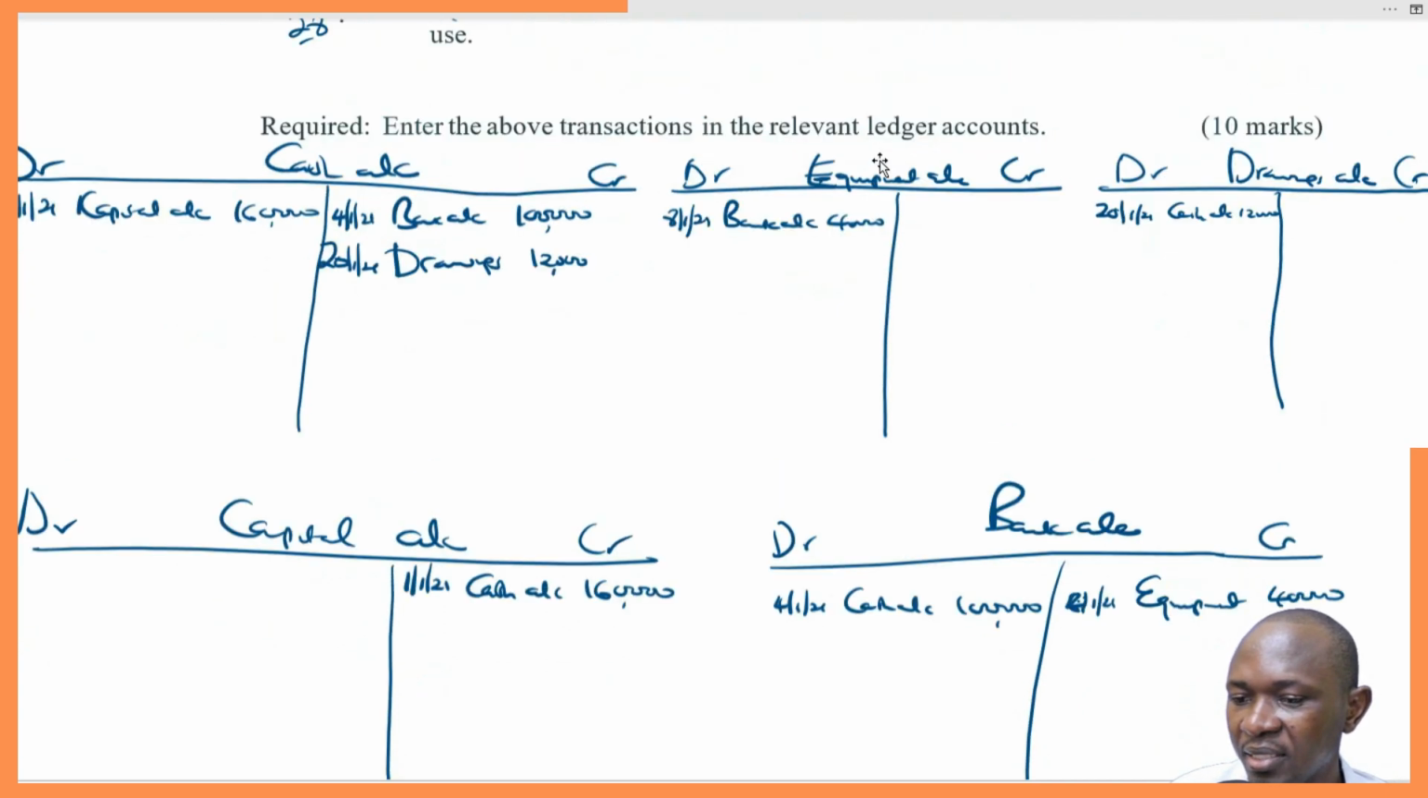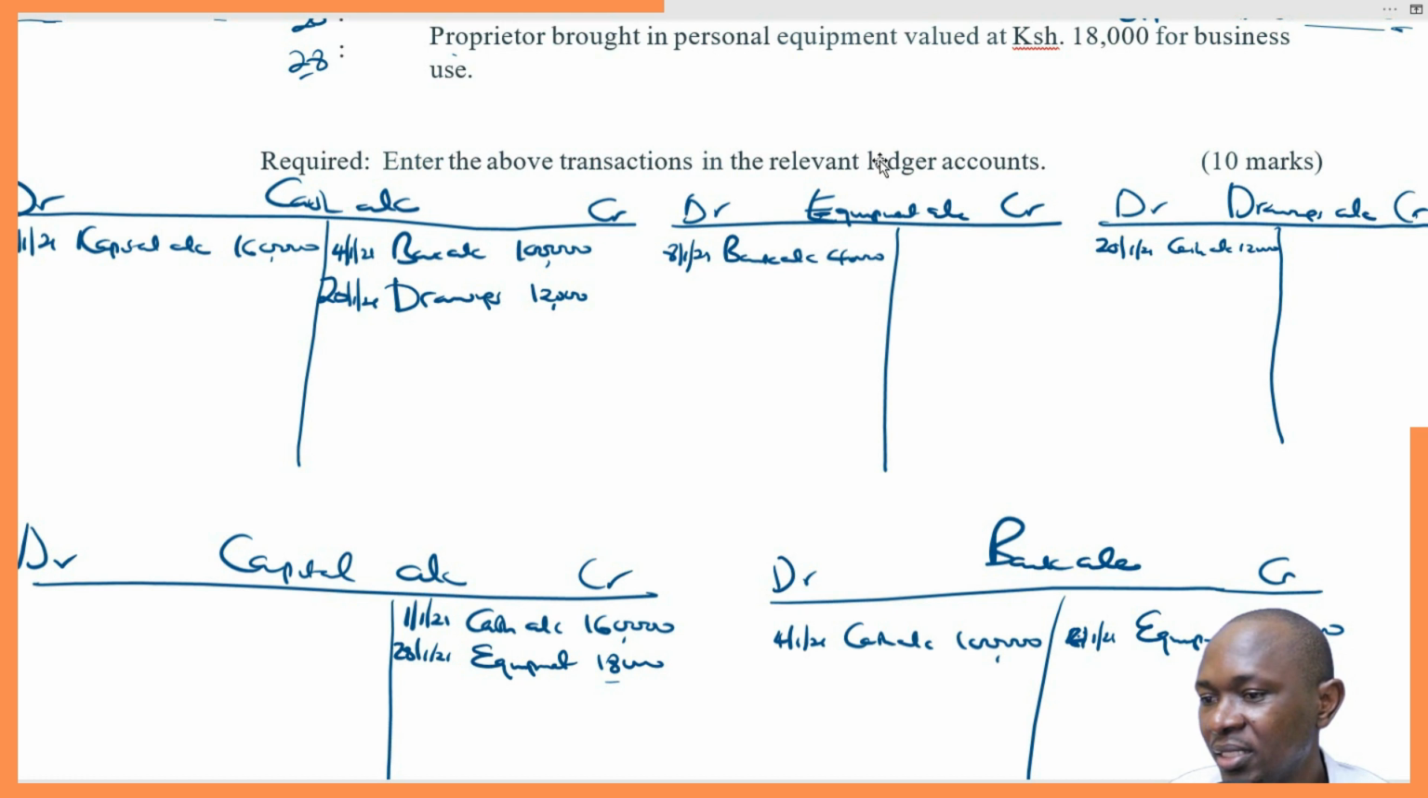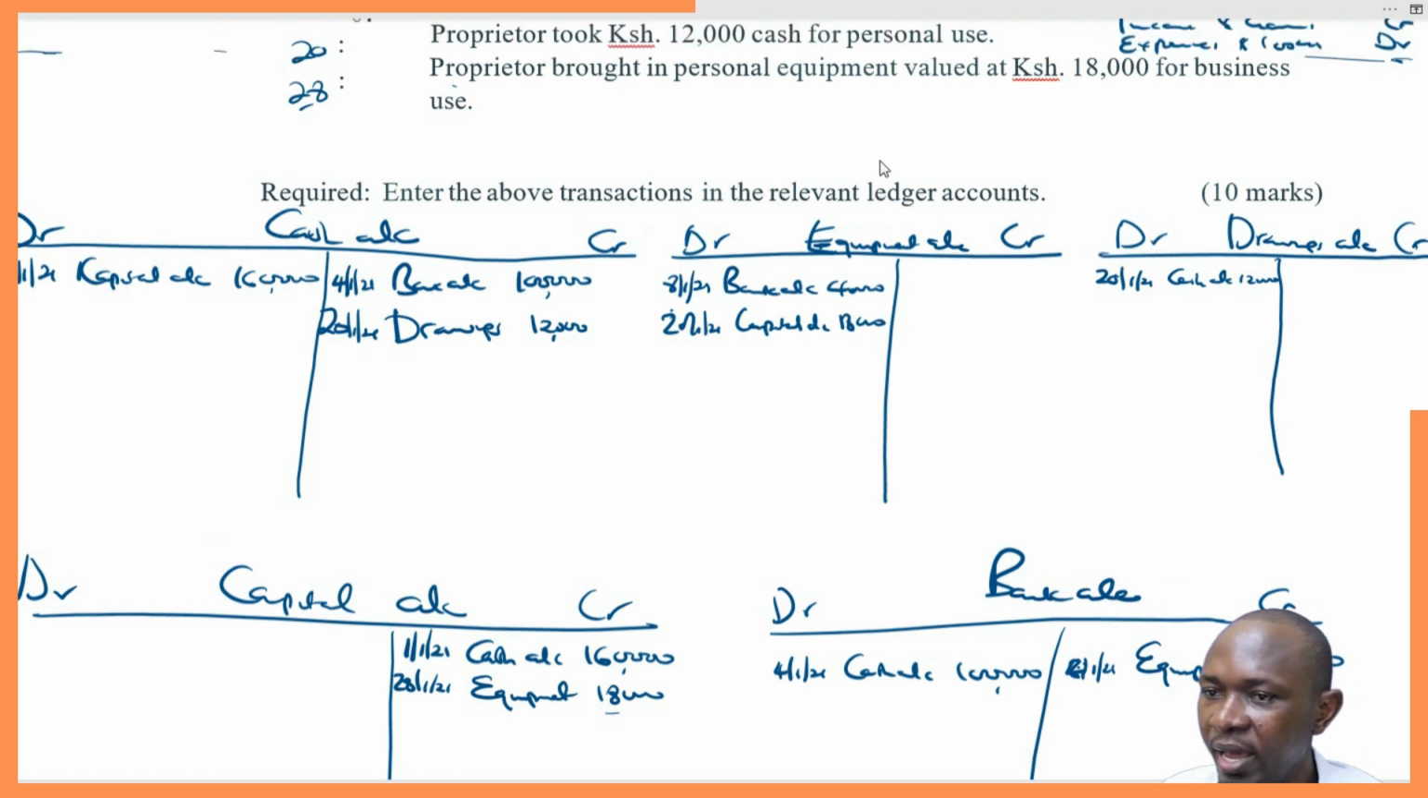So we'll come here and say capital. On 28th, he introduced, this was his equipment. So we'll say equipment, he has introduced capital in form of equipment, 18,000 shillings. So we come here, equipment has gained. This is an increase in liability. So we come here 20th, 121. We say capital account, how much? 18,000. So we are done.